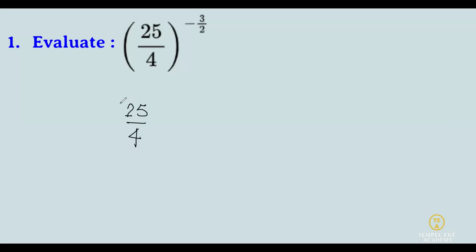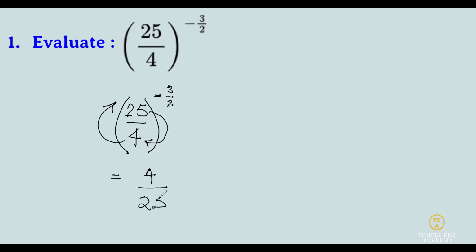So I have 25/4, all raised to the power negative 3/2. You can begin to imagine the laws we're going to apply here. The negative sign in the power, which is the most recent law we just studied, requires the change of the position of numerator and denominator. Do you remember? We just studied this a moment ago. So this means 4 moves upstairs and 25 sinks downstairs.